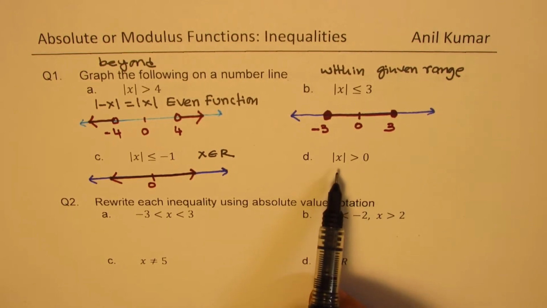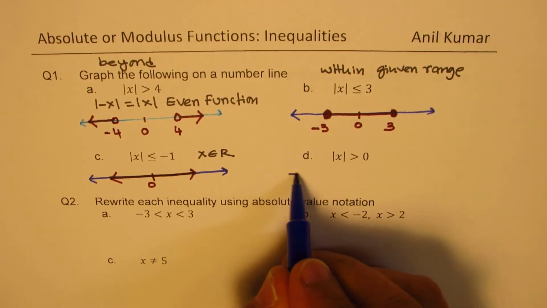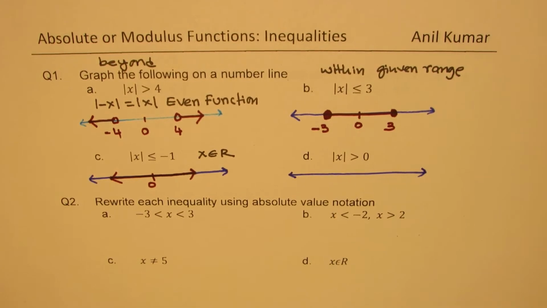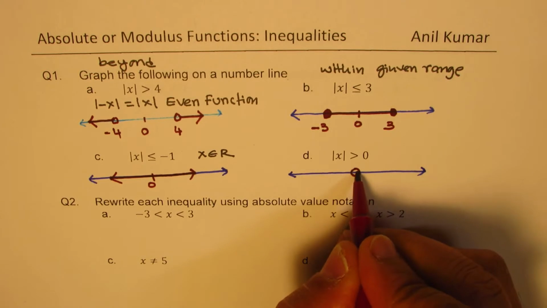Now part D is absolute value of x is greater than 0. So greater than 0 means it is not equal to 0, but otherwise all other values are good, right? So we could represent this on a number line with a hole at 0, right? So 0 is not included, but everything else is included.